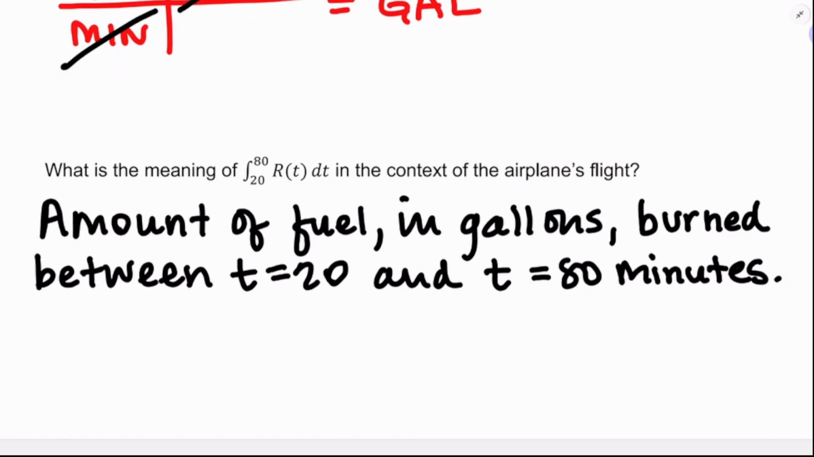Now, I will point out that a lot of the questions like this for AP Calculus ask for you to include units of measure. And so that's where the part where I said in gallons and t equals 20 to t equals 80 minutes is really important. Oftentimes people will remember to mention the gallons, but forget to mention the units of the independent variable, which sometimes can cost you. So don't forget about that. I just figured I'd start reminding you from the beginning.